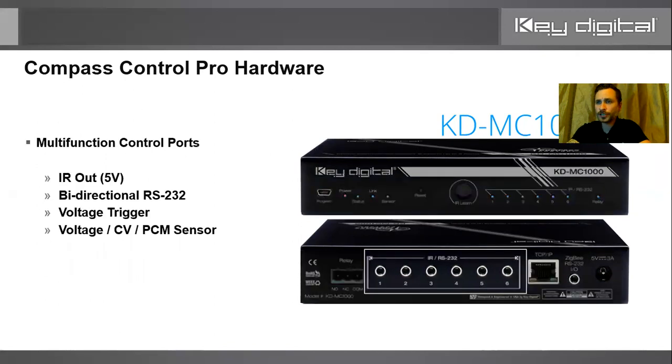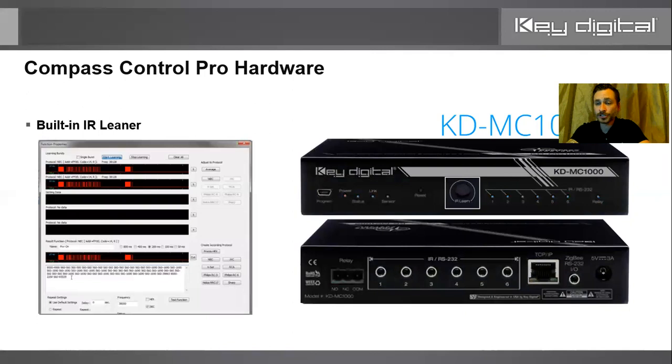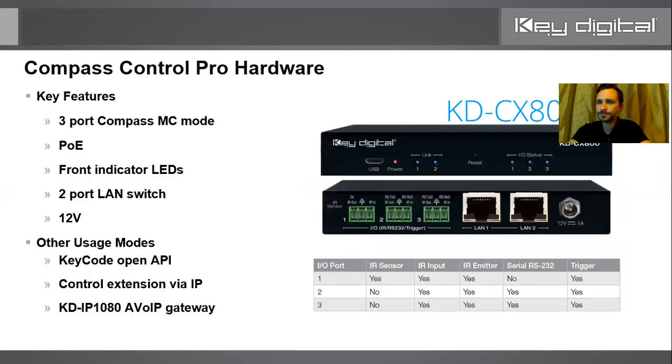So what does this do for you? Well, we have these 6 multifunction ports. They're 3.5 millimeter stereo, TRS, tip ring sleeve. They could be used as anything, and it's very easy to set them as whatever you want them to be. They're an IR device, they're bidirectional RS-232, they could be voltage triggers, or they could be sensors for voltage, composite video, or PCM digital audio. There's the built-in IR learner, as I mentioned, and we have a very good graphical tool for IR learning.